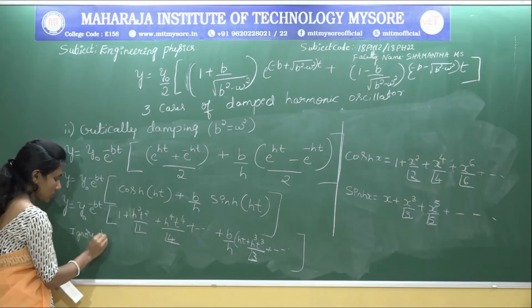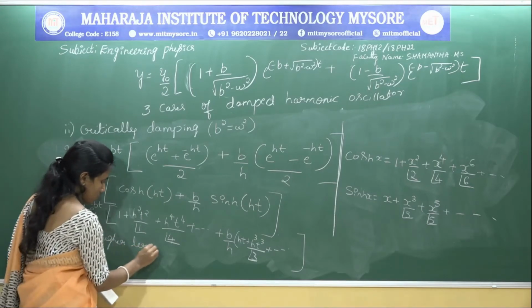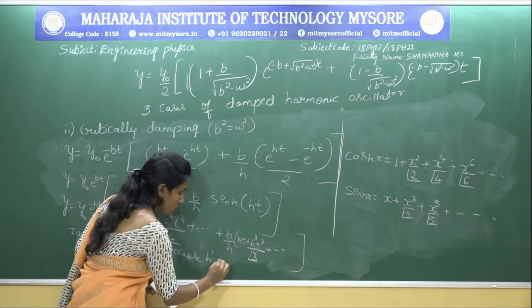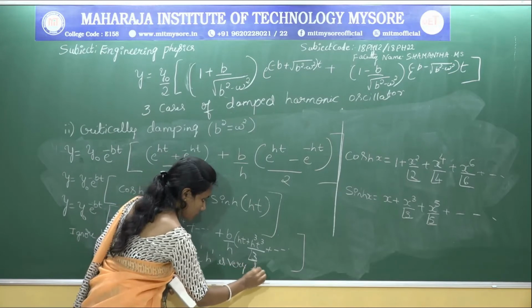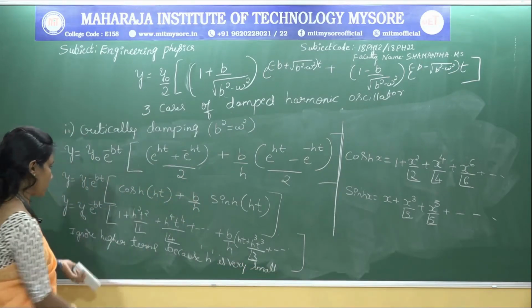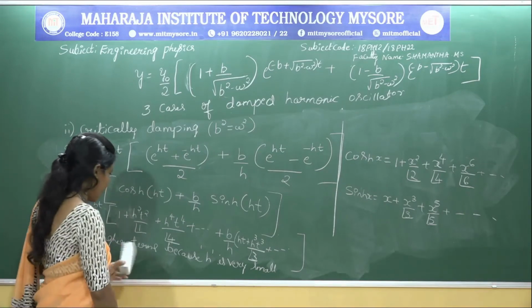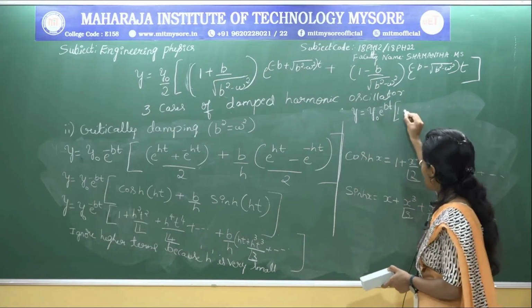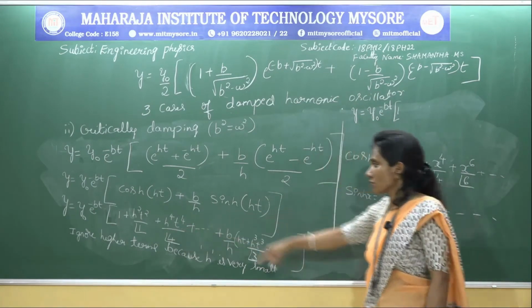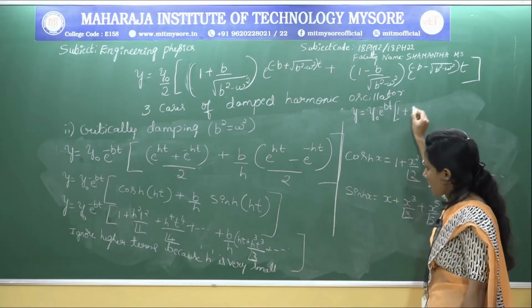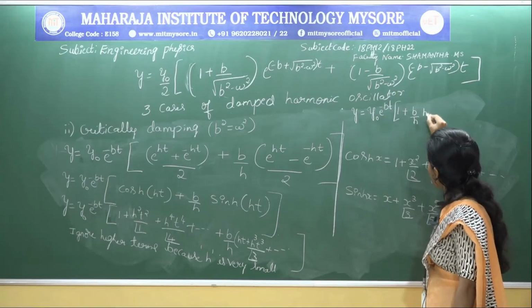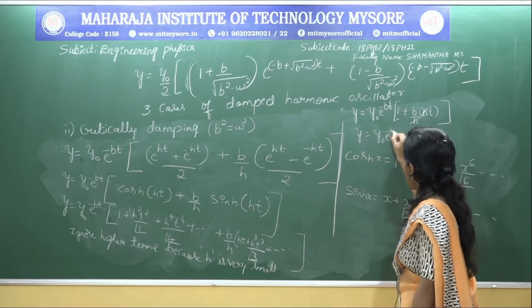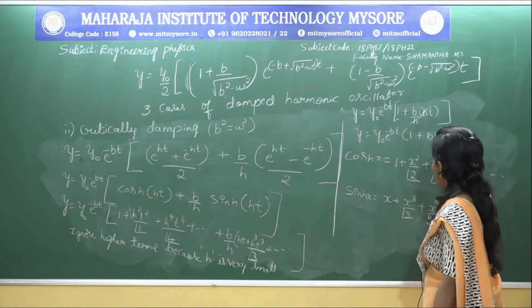Ignore the higher order terms because h is very small. Then what we will get is e to the power of minus bt times 1, since h square t square is a higher order term, so just ignore that. Then 1 plus b by h into h t, so h will get cancelled. Then we get y is equal to y naught e to the power of minus bt of 1 plus b into t.